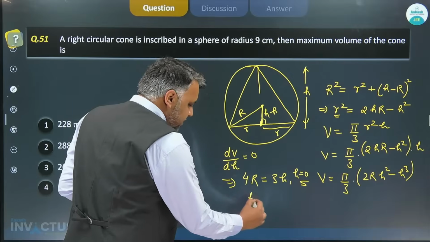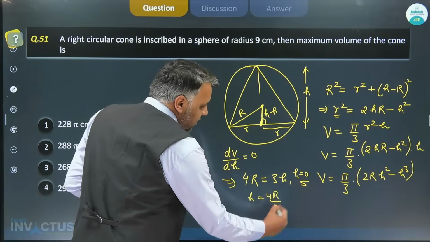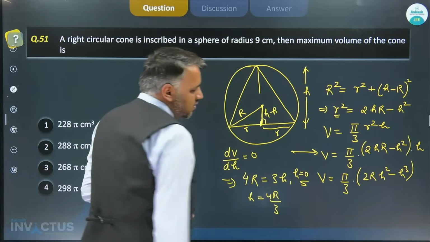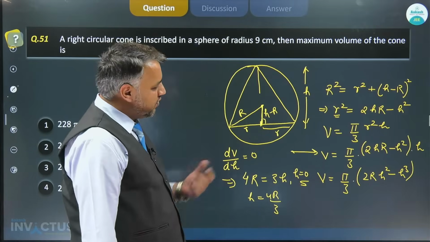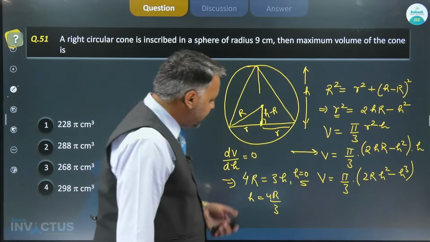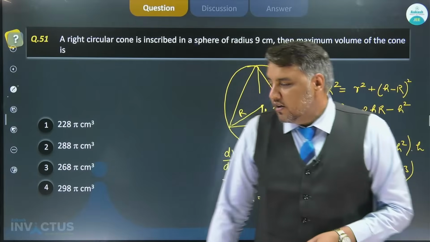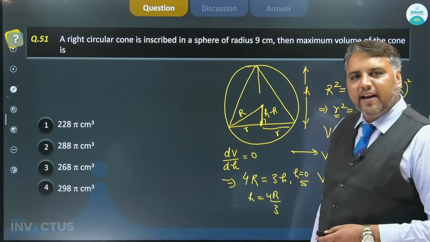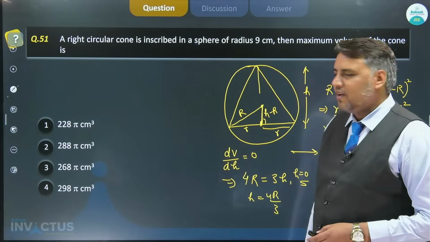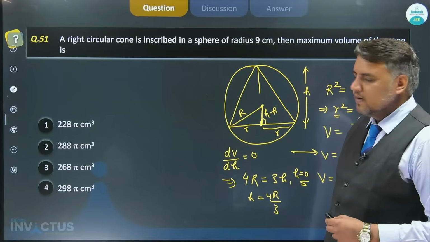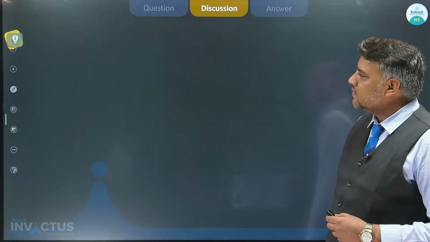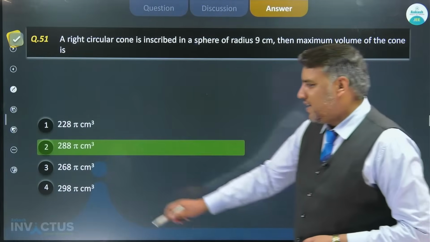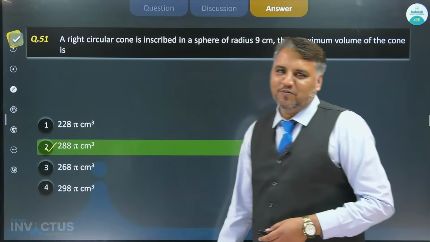So replacing h is equal to 4r by 3 in this equation in place of h, you will get the maximum volume. So simply on calculating, you can find the maximum volume can be 288 pi centimeter cube. Okay, let's move on to the answer, and it is 288 pi centimeter cube.